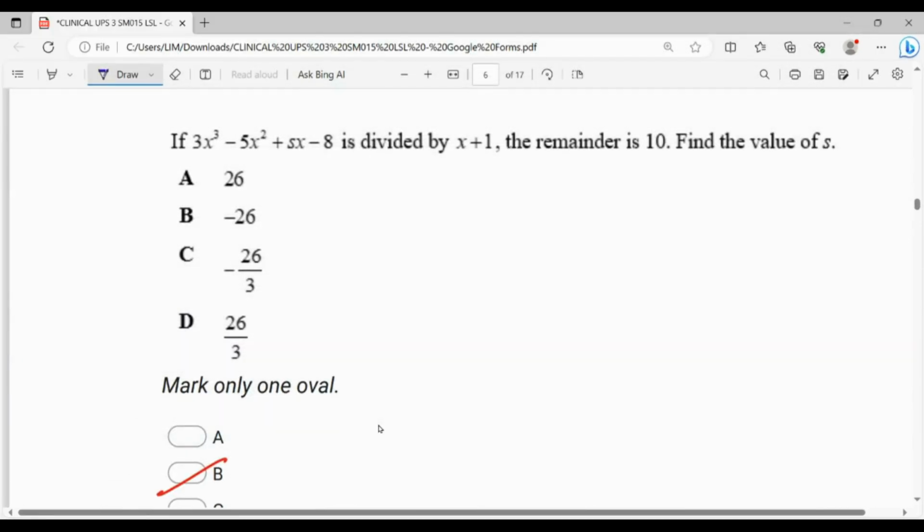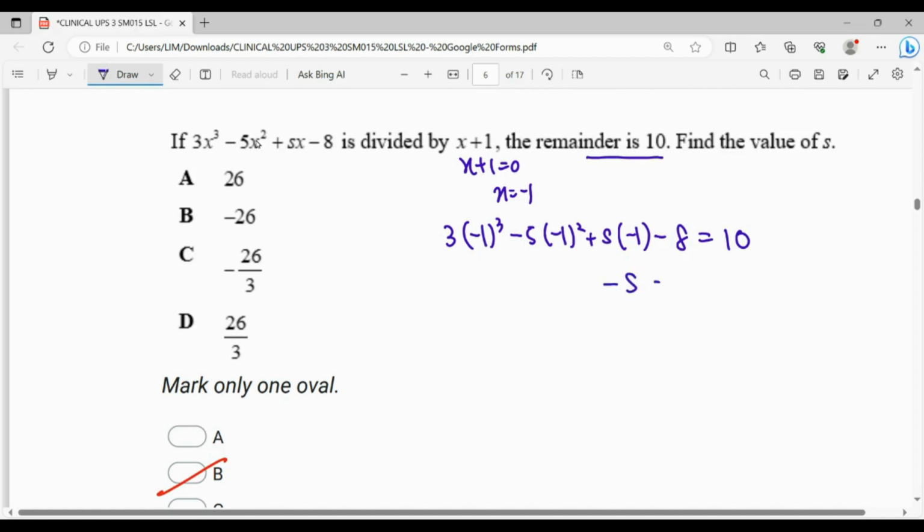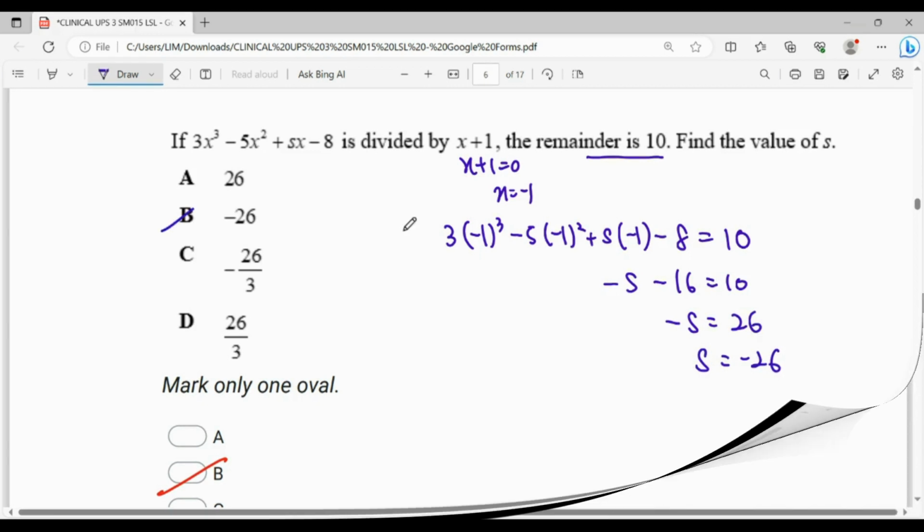Next, if the polynomial is divided by x plus 1, the remainder is 10. Find the value of x. So we can use the remainder theorem. x plus 1 equals 0, x equals negative 1. Substitute into the polynomial here. The remainder is 10, so it equals 10. Simplify the equation here: negative x minus 16 equals 10. So negative x equals 26, x equals negative 26, which is answer B.